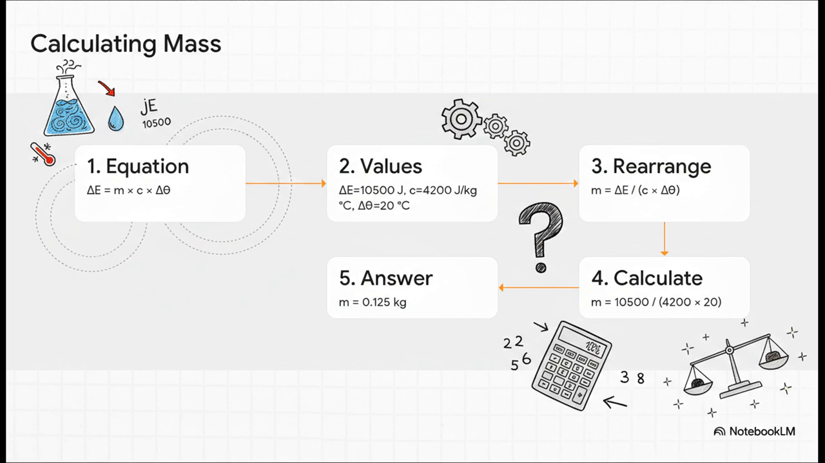We start with our main equation, but we need to find the mass m, so we just shuffle the equation around a bit. Now for the easy part, we just plug in the numbers we know. 10,500 divided by 4,200 times 20. Pop that in a calculator and boom, we get an answer of 0.125 kilograms. It's a perfect example of how an equation can help us find something we couldn't measure directly.